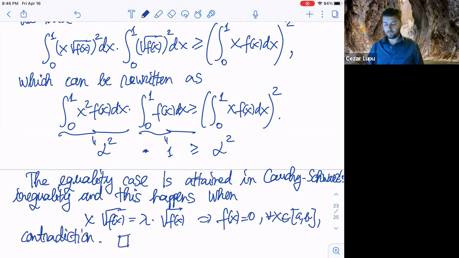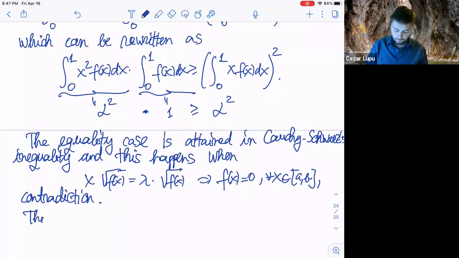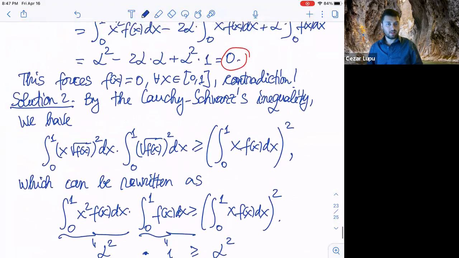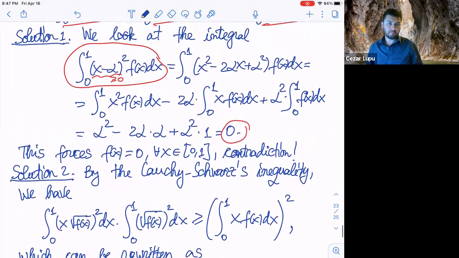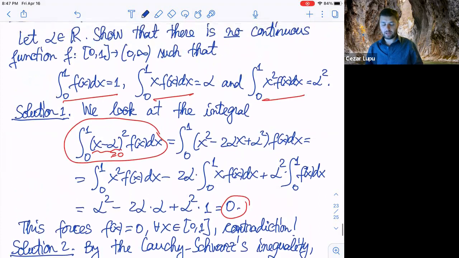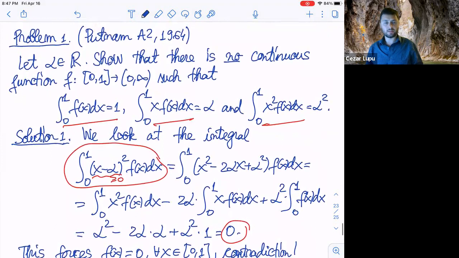And we're done. So let me write it here. Therefore, there is no such function f. And we're done. See, that was the idea. Of course, both solutions are equivalent in some sense. All right, so that was an old Putnam problem in '64.